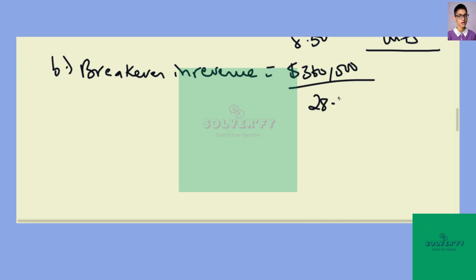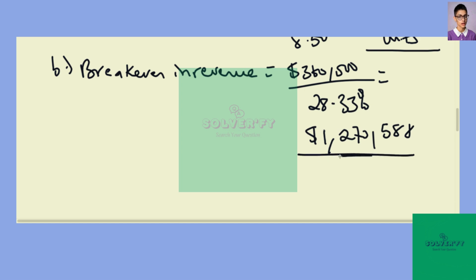Now the break even point in revenues will be equal to 360,000 divided by 28.33%, and this will give you 1,270,588, and this is in dollars.